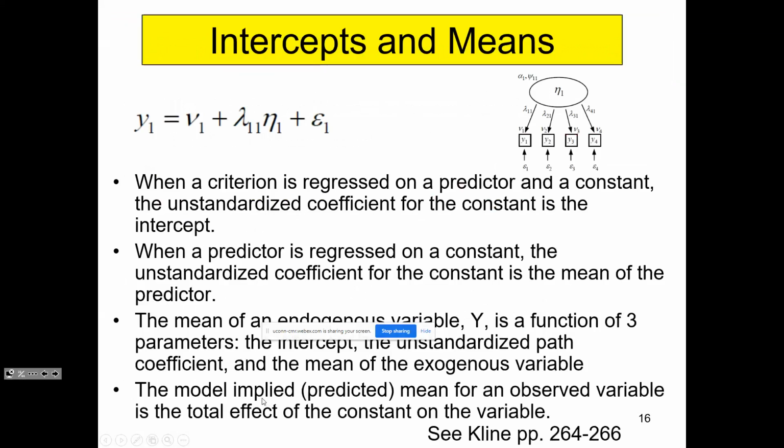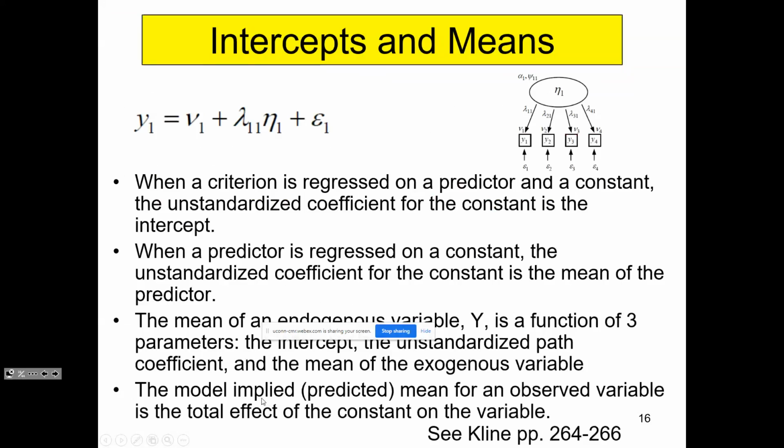Okay. Remember in the beginning of the semester, we talked about equations, and I said, let's just ignore the intercept. It looks like a regression equation, but let's ignore the intercept for now. Well, now we're bringing the intercept back in.